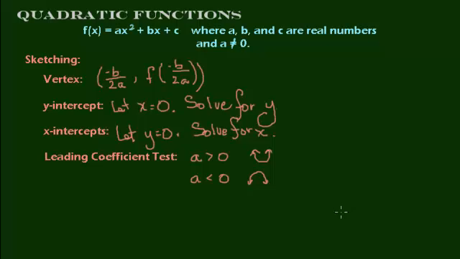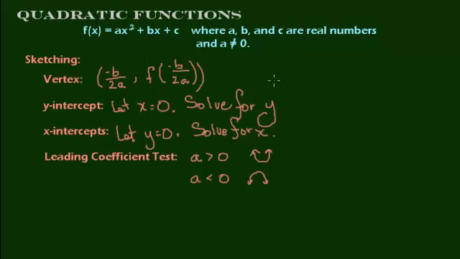Quadratic functions are the topic of interest today. We're going to be talking about quadratic functions. Those are functions of the form ax squared plus bx plus c. A, b, and c are real numbers, and c is not equal to 0. And of course, a is not equal to 0. If a were equal to 0, then we would have just a linear function because this term here would wipe out.